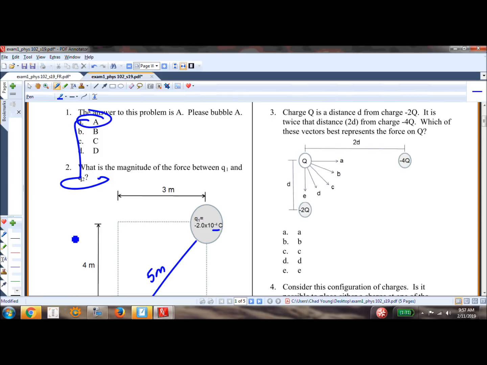Charge Q is a distance d from charge negative 2Q, and it is twice that distance from charge minus 4Q. Which of these vectors best represents the force on Q? All right, so what we first need to recognize is that F is equal to K Q Q over R squared. And so I have two forces here, and then I have two charges here.